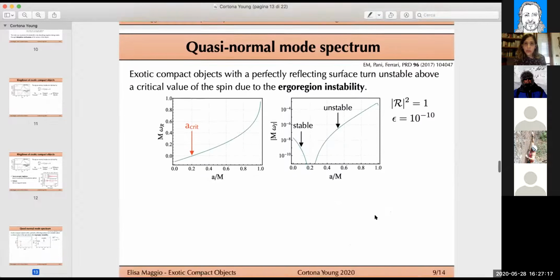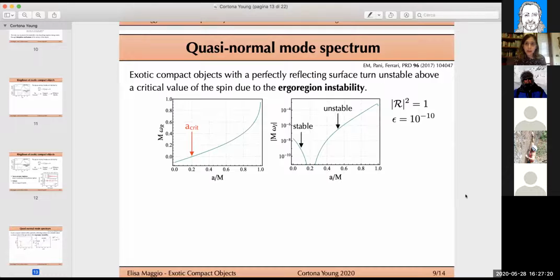Now I'm going to show you the quasi-normal modes that I have computed for this object. Here I'm analyzing a perfectly reflecting surface against gravitational perturbations. I'm showing the real part and the imaginary part of the quasi-normal modes as a function of the spin of the object, which goes from 0, the non-spinning case, to 1, the extremal case. What we see is that the real part of the frequency changes sign above a critical value of the spin. But most importantly, the imaginary part also changes sign for the same critical value of the spin, making the object go from stable to unstable. So a highly spinning exotic compact object is unstable. This is essentially the ergo region instability I was discussing before.